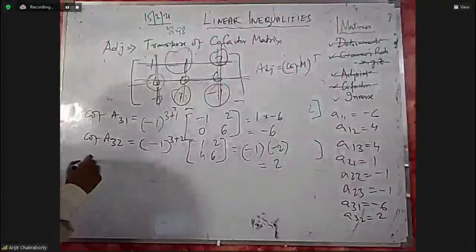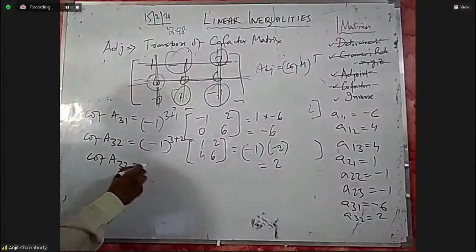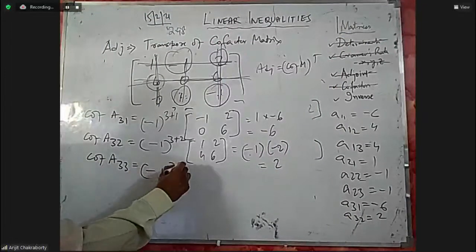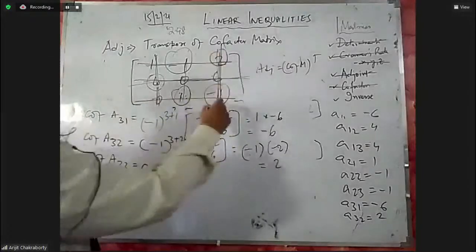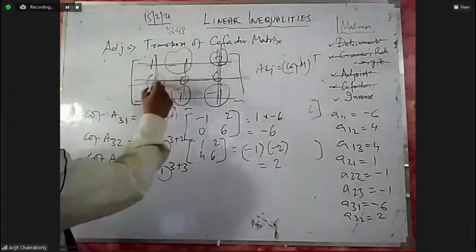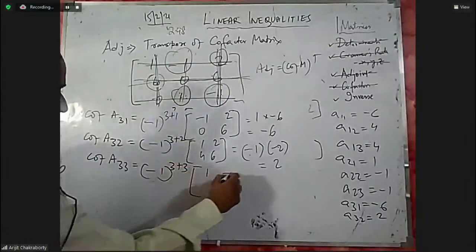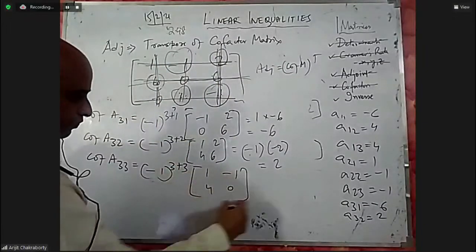Okay, so cofactor A33. This is -1 to the power 3 plus 3. And this third row is gone, third column is gone. So we are having 1, -1, 4, 0. Determinant is 1, -1, 4, and 0.